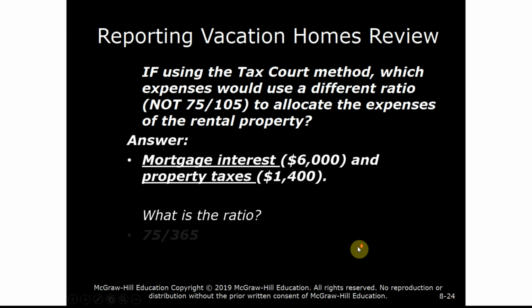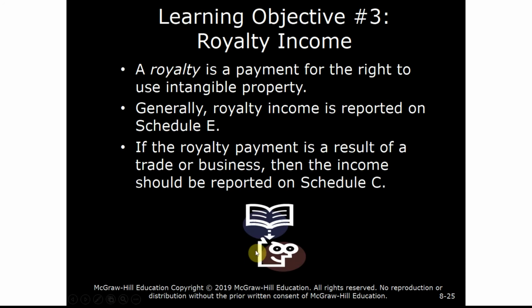The tax court method is different, and it applies, as we said, to property taxes and mortgage interest only. And so those expenses would be allocated based on 75 and 365. All right, so that's an overview of a good part of Chapter 8, which is the rental property issue. Another use of Schedule E is for royalty income.